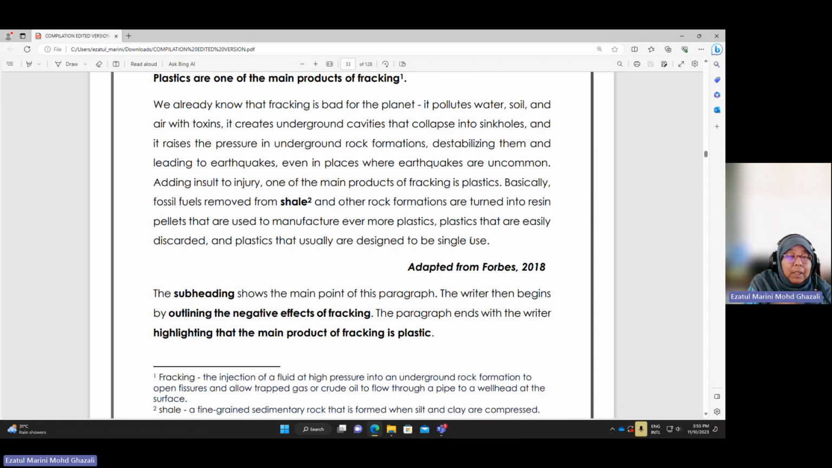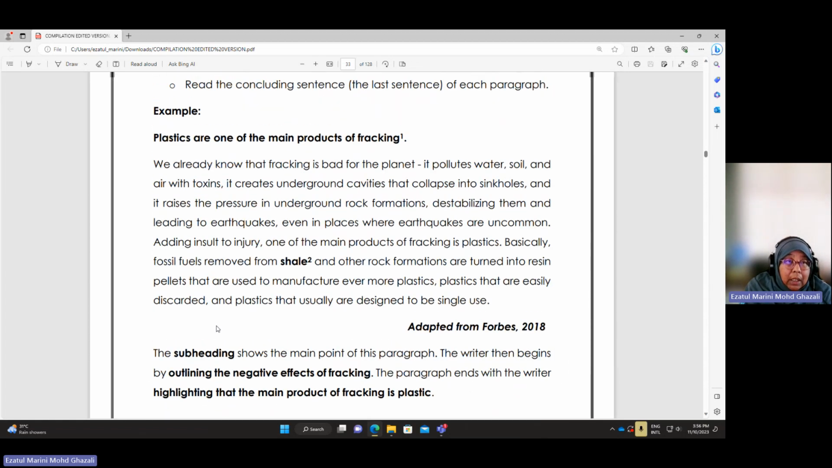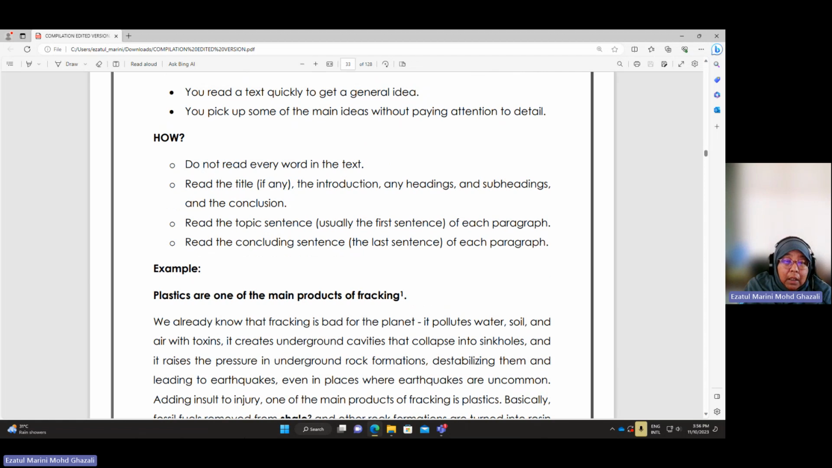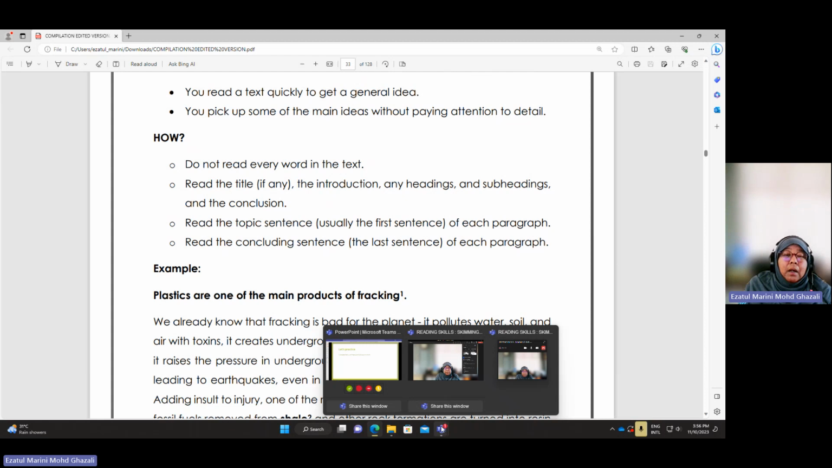What is fracking? Look at the footnote. When you inject high pressure fluid into underground rock formations, it allows whatever gas or oil to flow through, and it can come up to the surface. That is fracking. All right, that is an example of, what was that just now, skimming. All right, that is skimming.